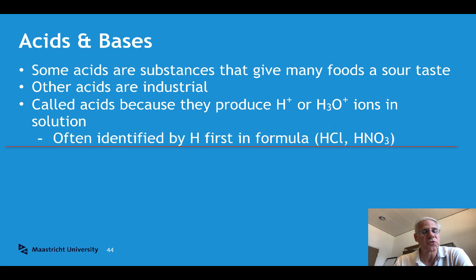You can often identify an acid because the H will be listed first in the formula, such as HCl or HNO3. But this is not a hard and fast rule, and you will find acids that do not list the H first.